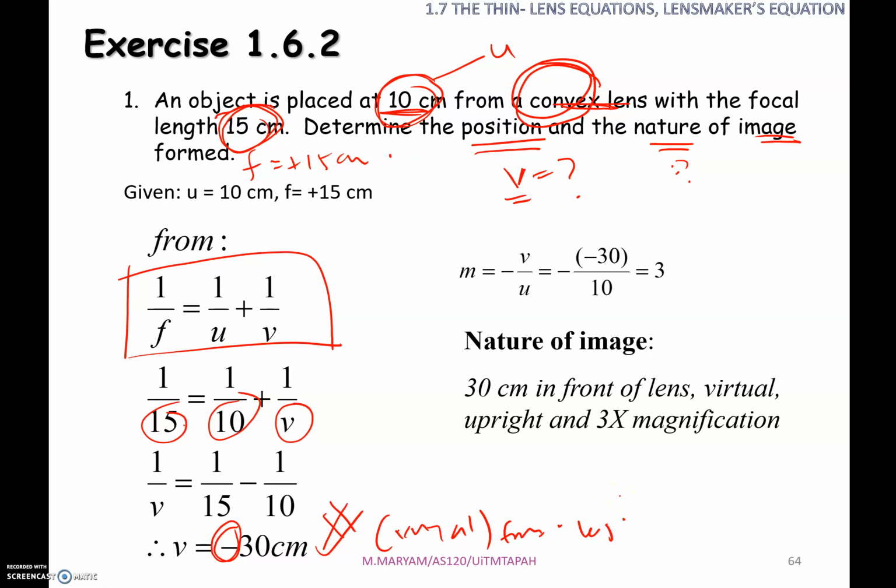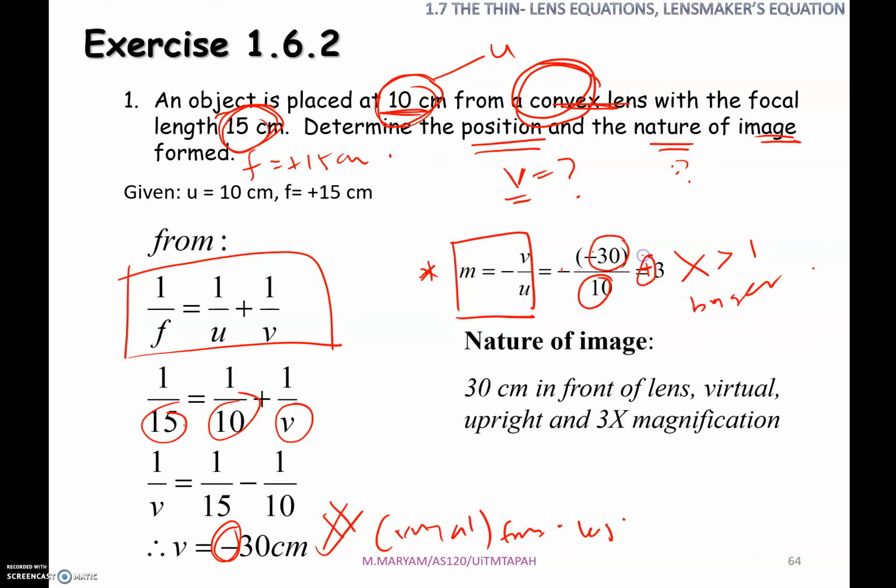That's only one characteristic. So how do I know whether it's bigger or smaller, upright or inverted? That will be determined by the magnification. So put in all the values. V is negative 30, which is what you've gotten just now, and then divide by 10, and you will get negative, negative, so that will give you a positive 3 times. 3 times means it is more than 1, therefore the image is bigger.